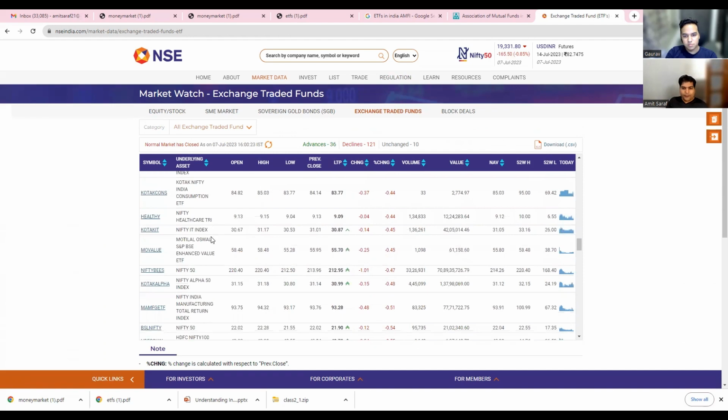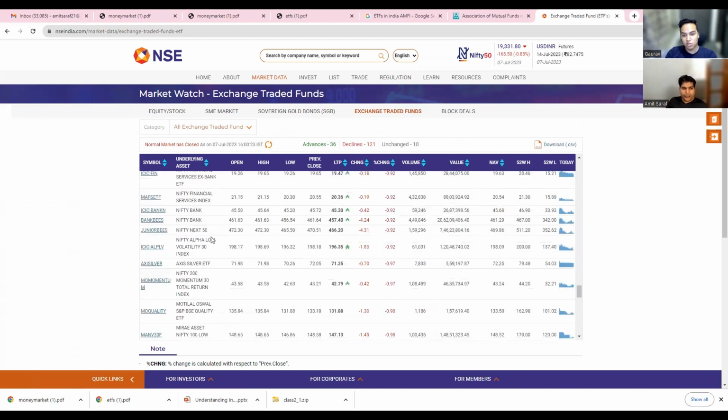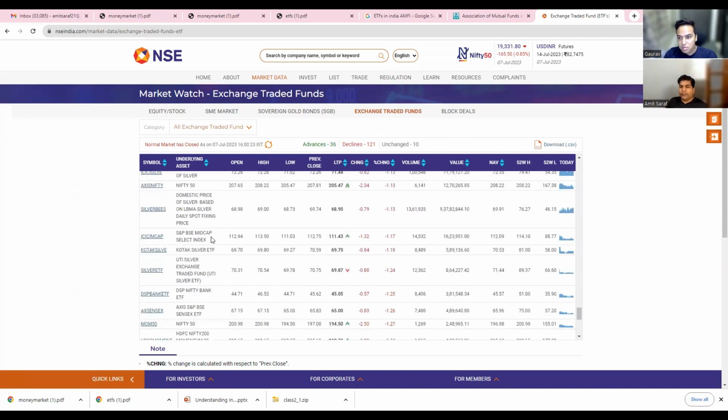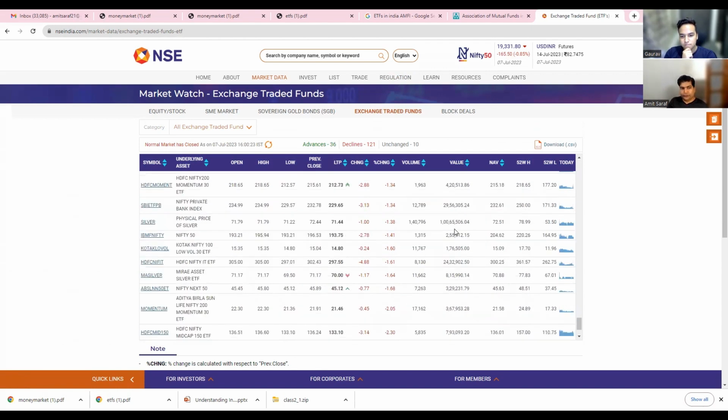Which ETF has the most volume, the most traded ETF, which is the most popular? Here you can see, this is Silver Bees. Apart from gold, one can also invest in silver. They will keep physical silver and issue units. So Silver Bees has good volume.